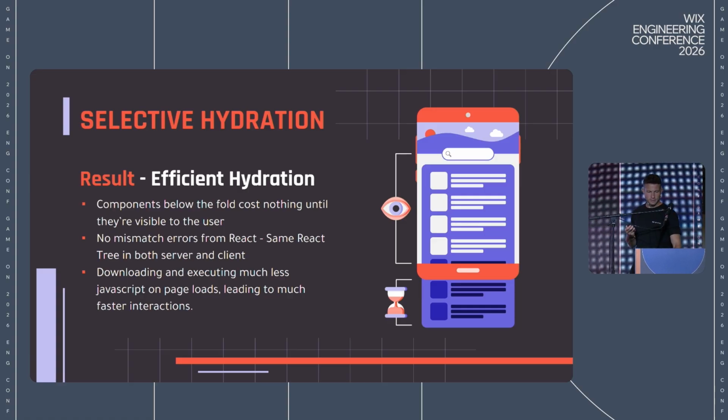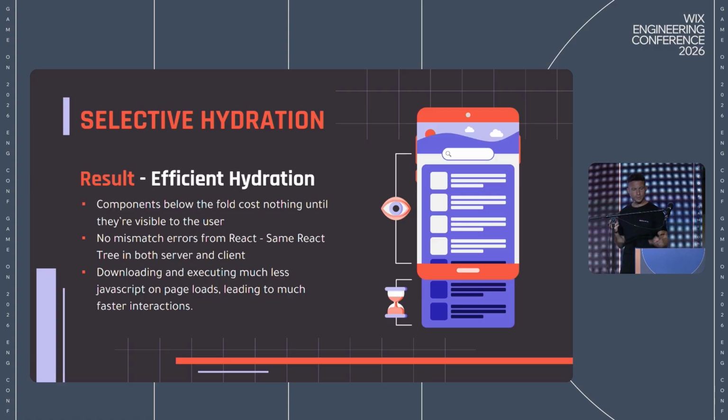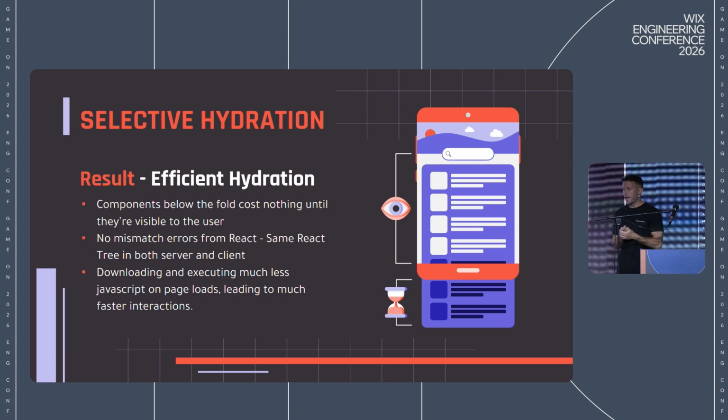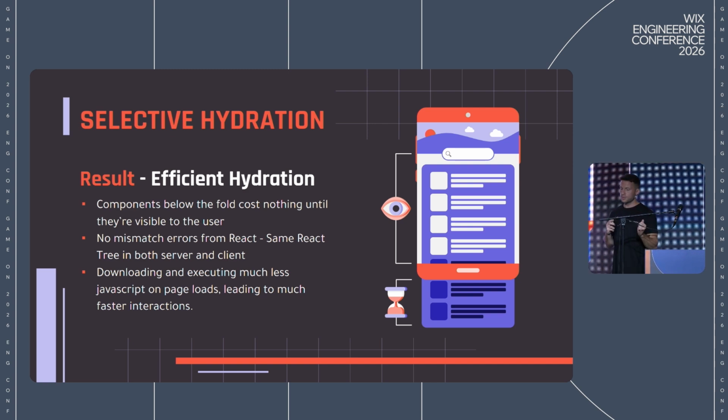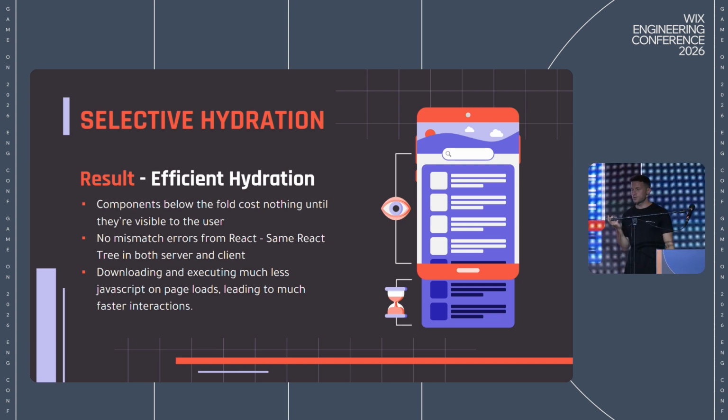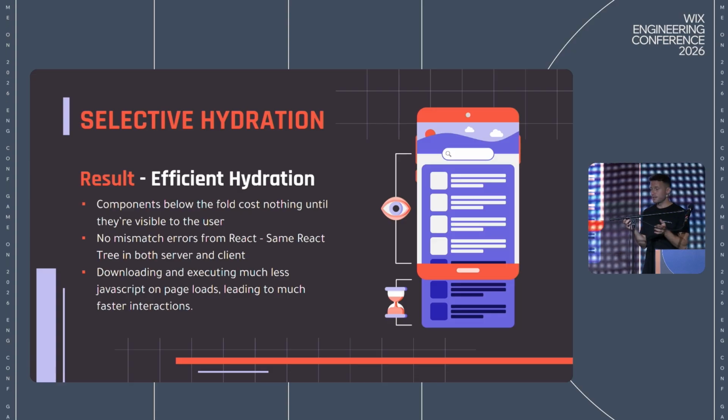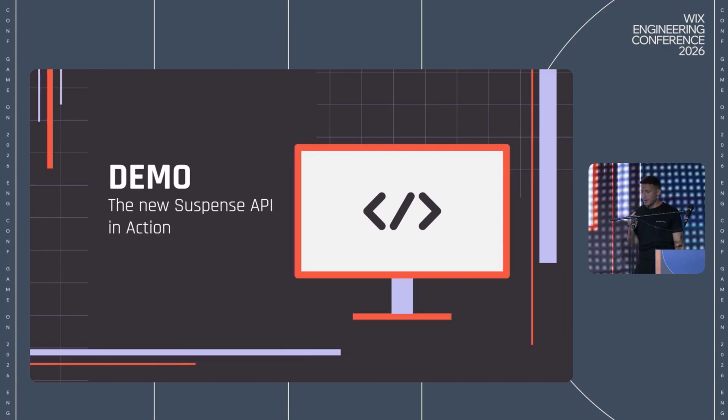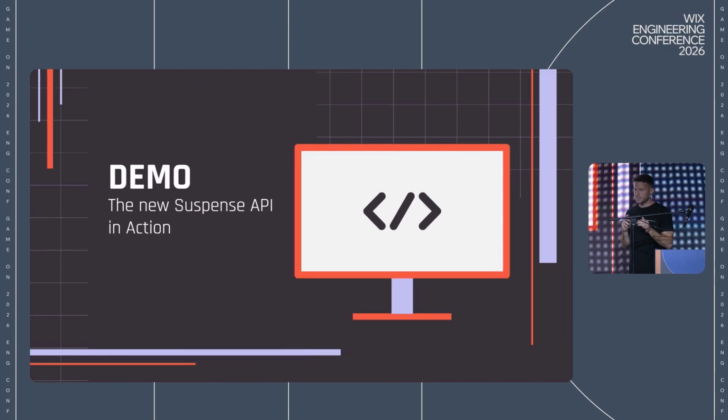And most importantly, we are downloading and executing much less JavaScript on page loads, which makes interaction on Wix sites finally much faster. And now that you understand the concept, let's look at a quick code demo to see exactly how this flow works in practice.